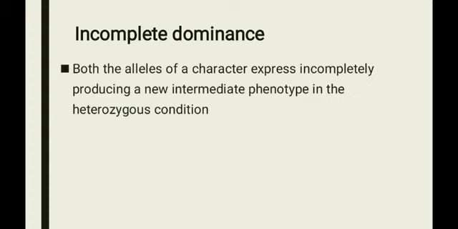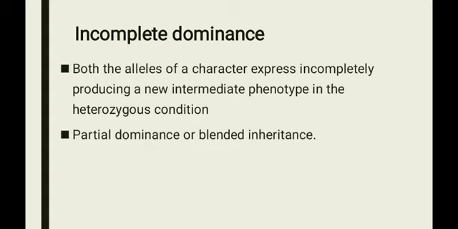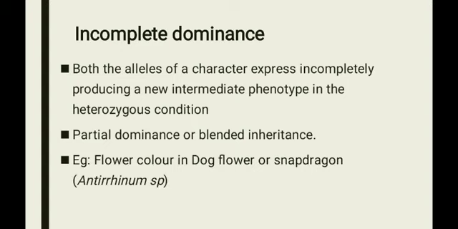What is incomplete dominance? It is a phenomenon where both alleles of a character express incompletely, producing a new intermediate phenotype in the heterozygous condition. It is also called partial dominance or blended inheritance. An example is flower color in dog flower, or snapdragon, Antirrhinum species.